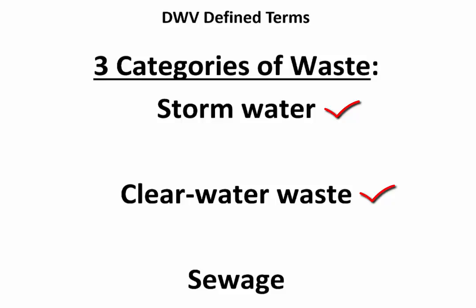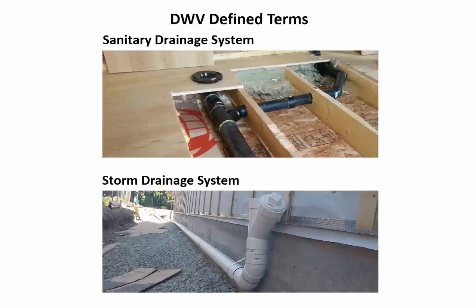Anything other than stormwater or clearwater waste is considered sewage. Sewage must discharge to a sanitary drainage system. Sanitary systems are sized hydraulically using drainage fixture units. Sanitary drainage systems convey sewage from fixtures such as water closets, bathtubs, and kitchen sinks. Sanitary systems connect to either a public sanitary sewer or a private sewage disposal system.